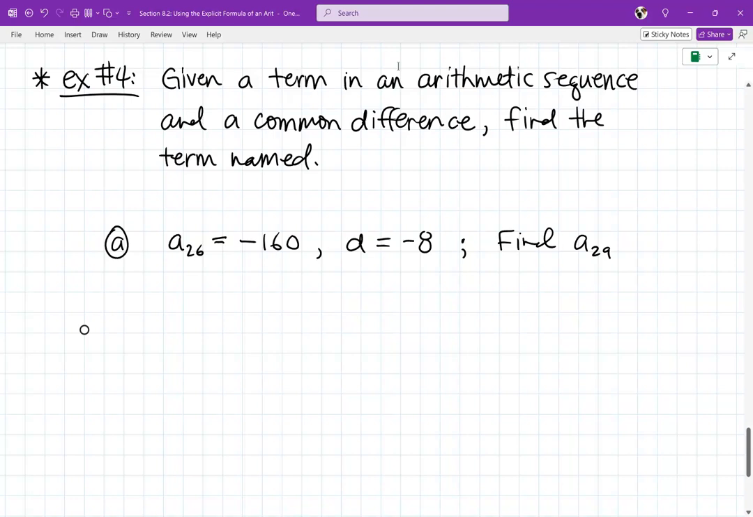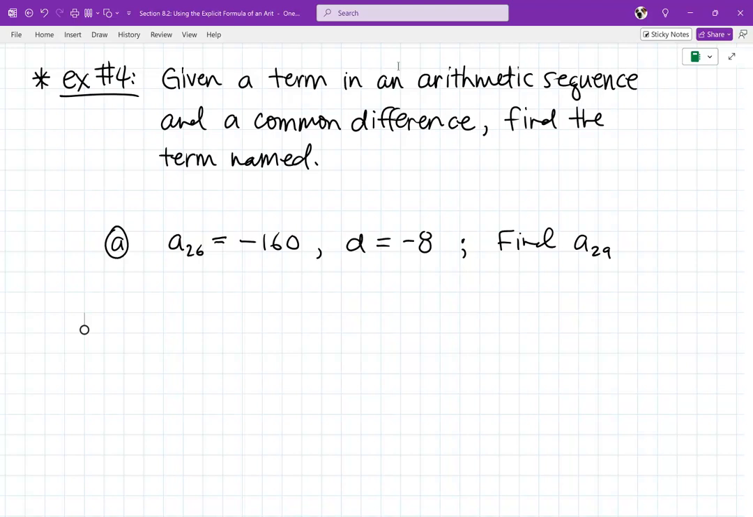So example number 4, last example, says given a term in an arithmetic sequence and a common difference. So notice they didn't give me the first term, they gave me a term. We're going to give you a term and the common difference. Find the term named. Now there's two ways that you could do part A, and there's only one way that you could do part B, but I guess you could still do part B two ways, but I don't know why people would want to do it another way. But I'll show you both ways.